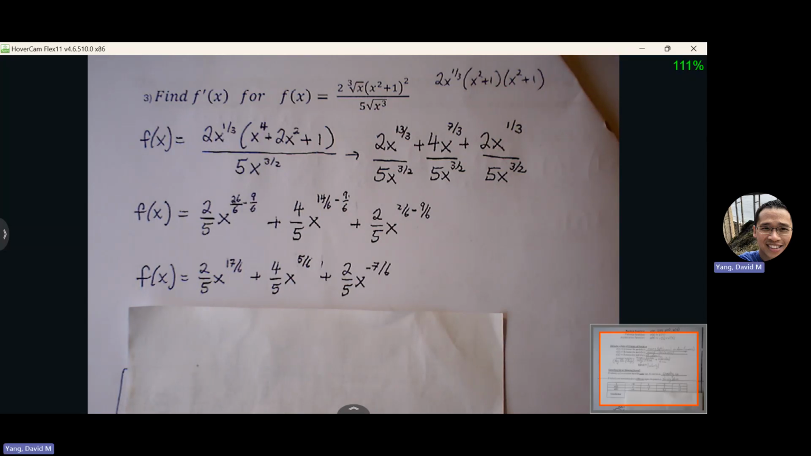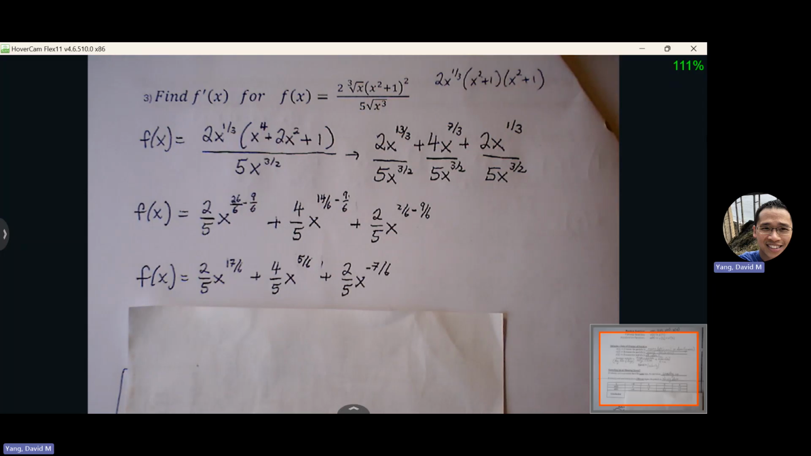1/3 plus 4 is the same thing as 1/3 plus 12 over 3, which is 13/3. 1/3 plus 2 is the same thing as 1/3 plus 6 over 3, which is 7 over 3. And then you can also begin to split up into individual fractions.